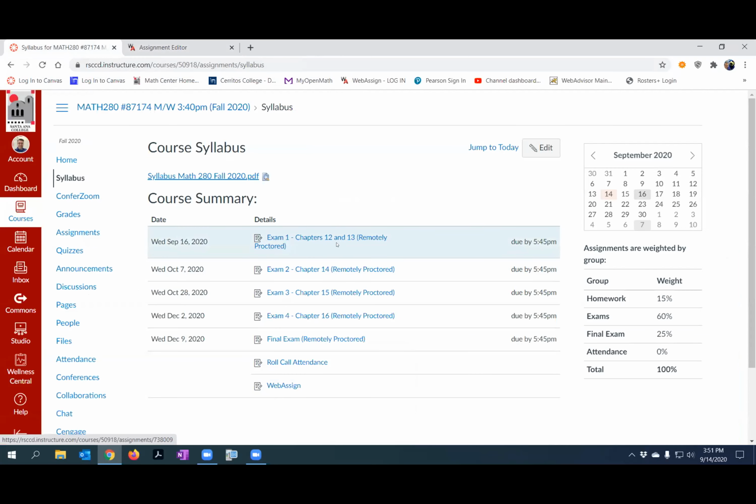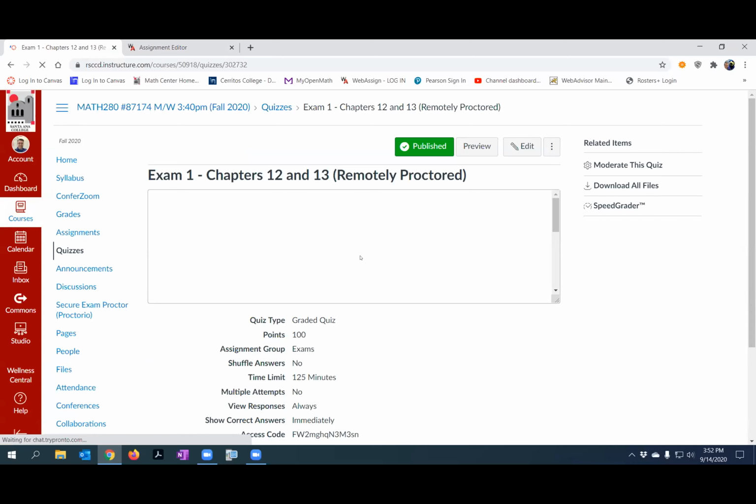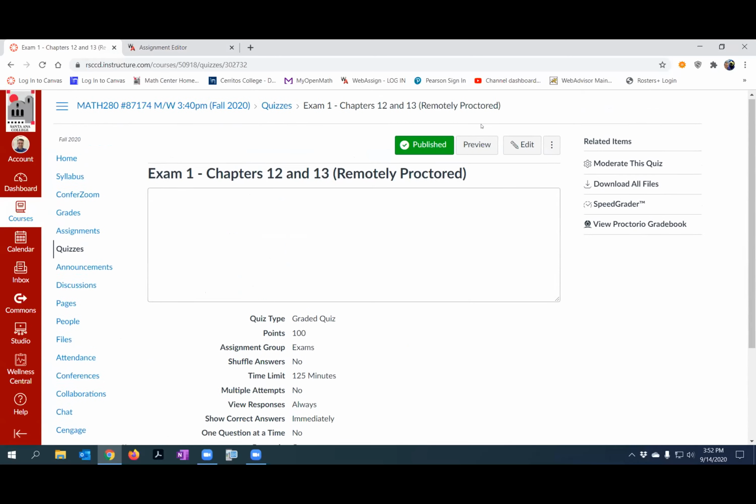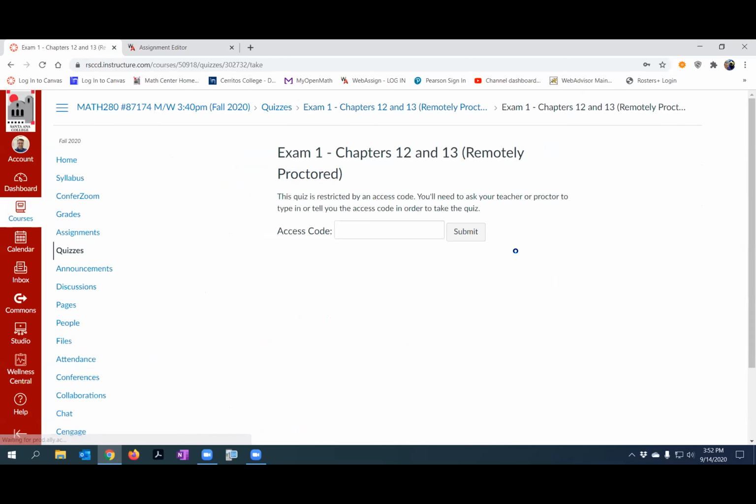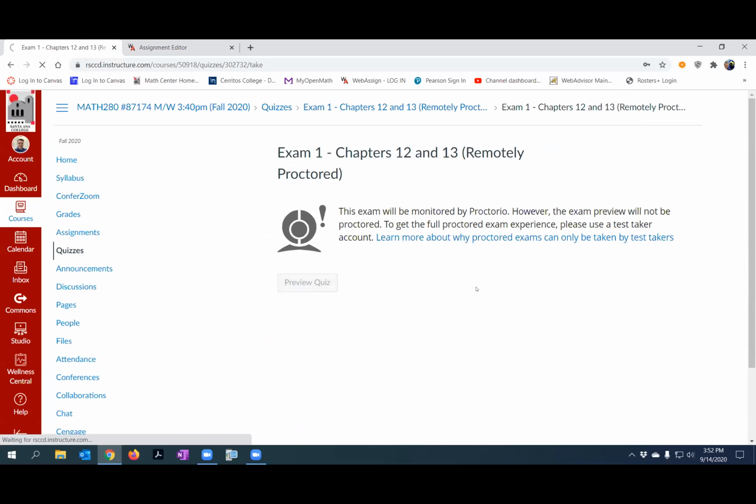This is where it monitors you, so that I can see what you're looking at on your screen and through a webcam. So I can see what you're looking at, and this is going to monitor you for those 2 hours. Once the clock starts running, I think it even says to go to WebAssign. Let me preview this real quick.